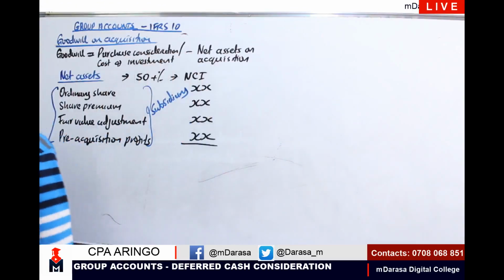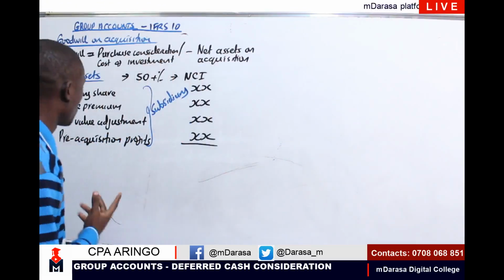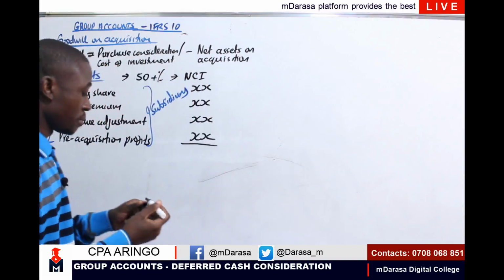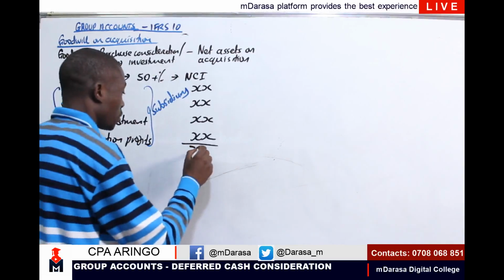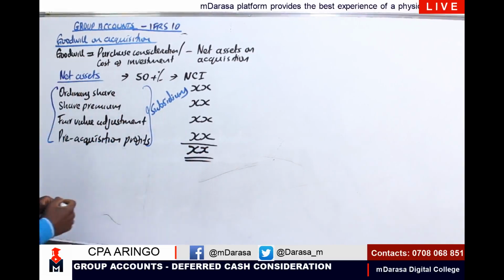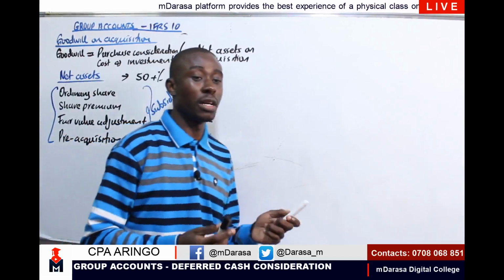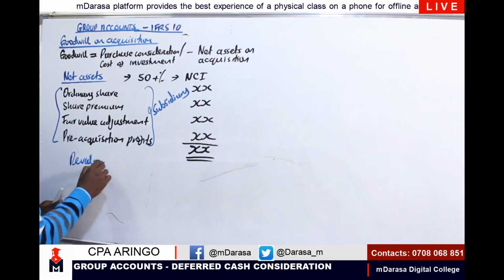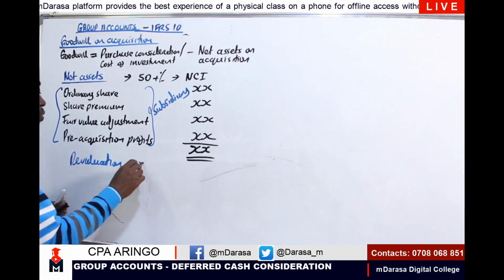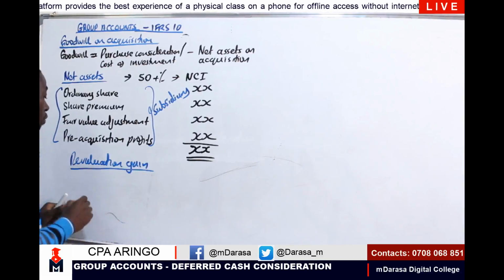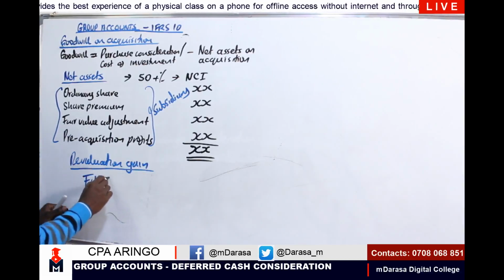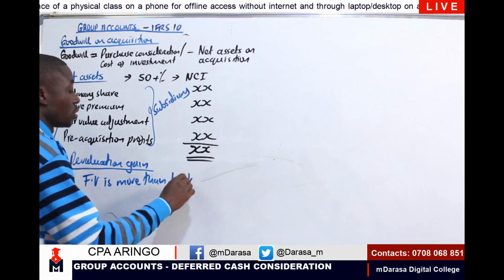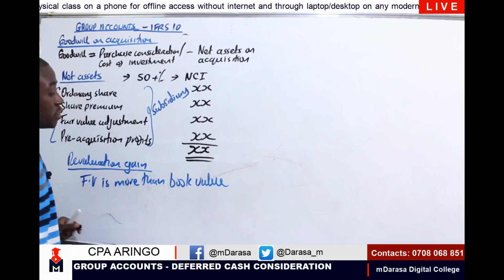Of course, the other key element we must understand here is the fair value adjustment. First of all, let me have the total here. Fair value adjustment normally comes as a result of revaluation gain. And how will this happen, my good students? This will happen where the fair value is more than the book value on acquisition.